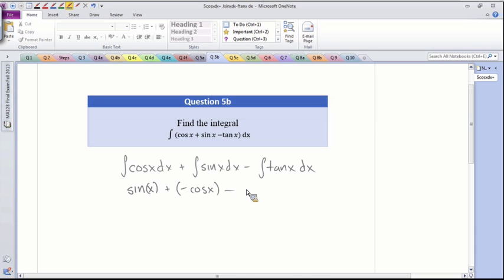And how about the integral of tangent x? Now, tangent x isn't so easy to do. Some people memorize what it is, but if you don't know, you can derive it. I know for a fact that one of the identities says tangent x can be written as sine x over cosine x dx.